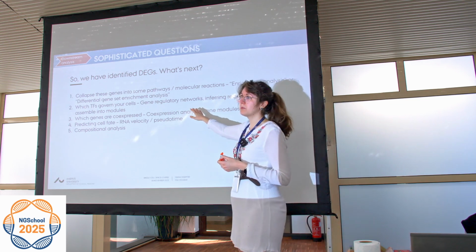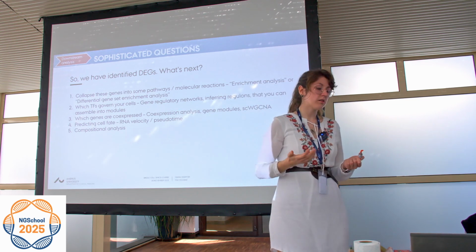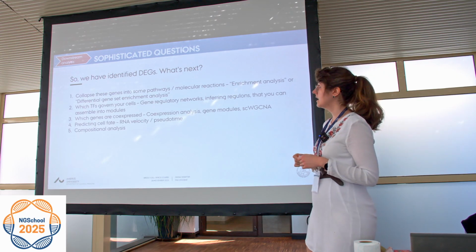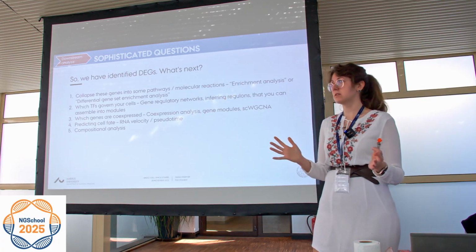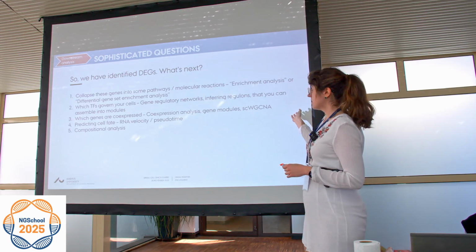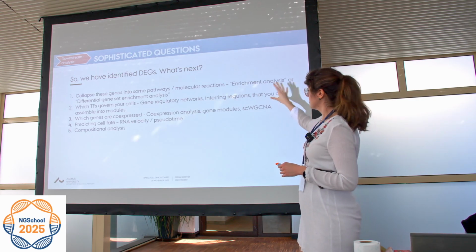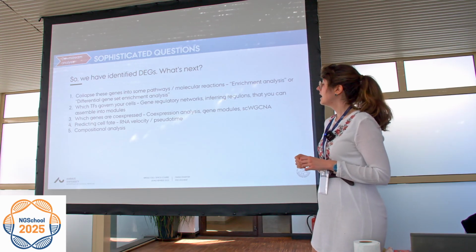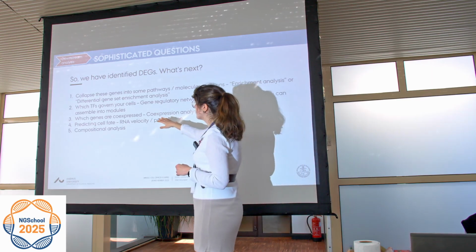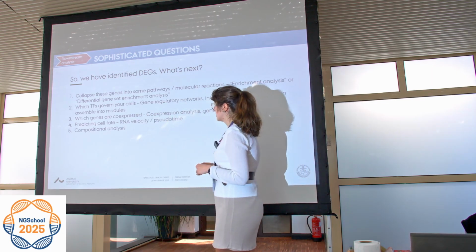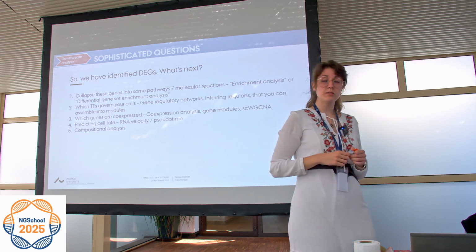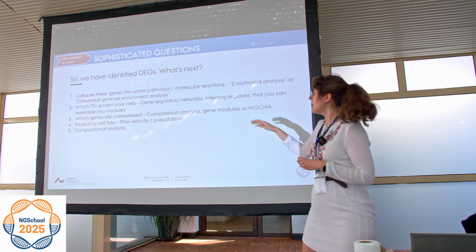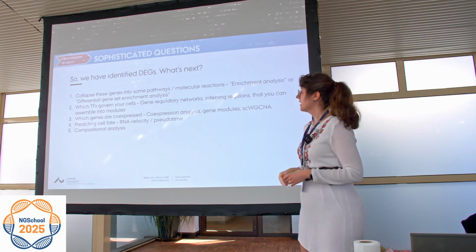First, of course, mostly what people think about: I have thousands or hundreds of differentially expressed genes identified in each cell type, up and down regulated. I want to collapse all of them into some pathways. That's called enrichment analysis, or differential gene expression enrichment analysis. Then another question you can ask is which transcription factors govern your cells? This question is answered by constructing gene regulatory networks and inferring regulons that afterwards you can collapse into models.